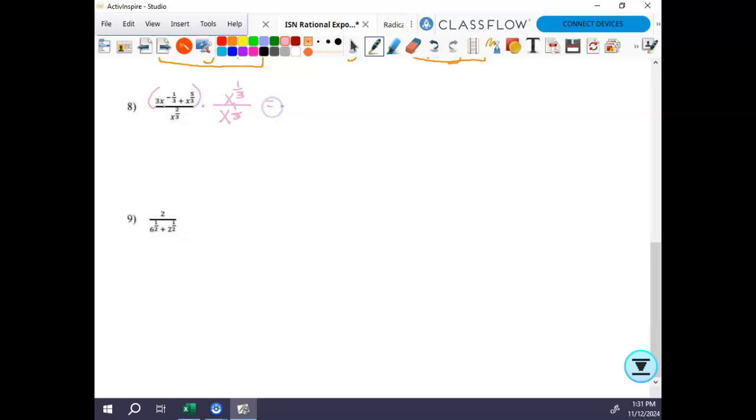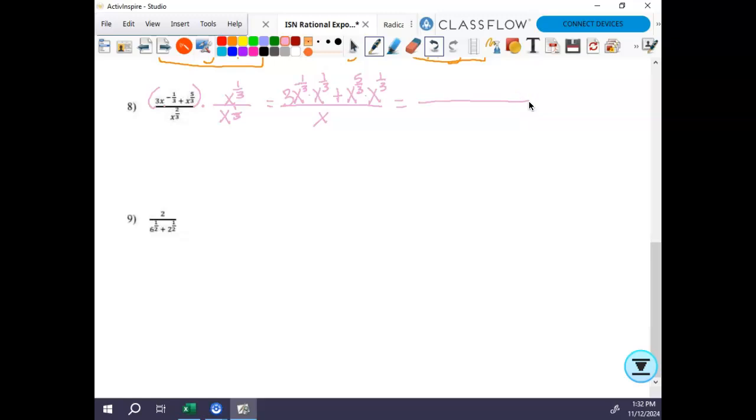So when I distribute that in the numerator, I'm going to get 3x to the negative 1/3 times x to the 1/3 plus x to the 5/3 times x to the 1/3. Okay, you see how I just distributed that in the numerator. And then in the denominator, I'm just left with x. Everybody okay with that?